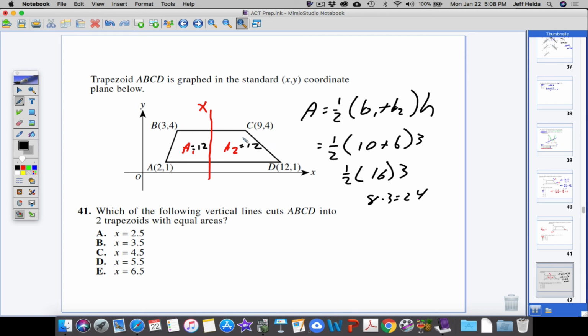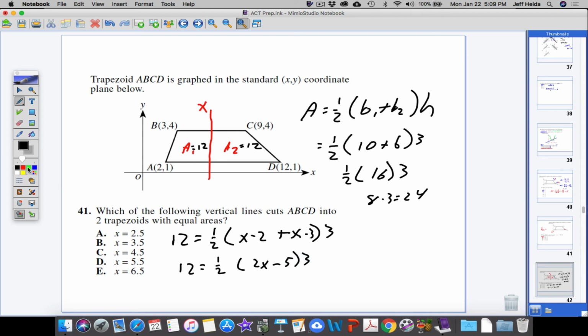And I'm going to show you two different ways to do this. The first way is just the brute force method and say 12 is equal to 1/2. Base 1 is now going to be x minus 2 plus, because if you're at x here, x minus 2, base 2 is going to be x minus 3. And then the height will still be 3. So 12 has to equal 1/2 2x minus 2 minus 3, that's minus 5, times 3.